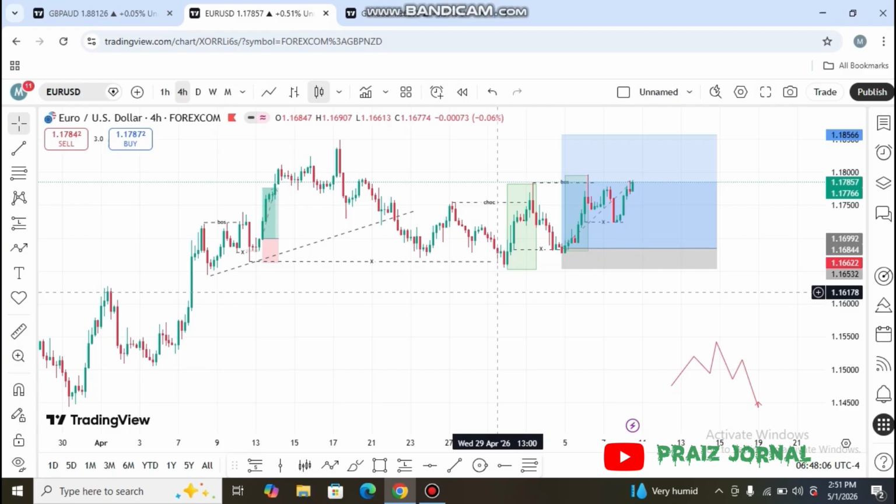This is how you trade. This is structural liquidity, and this is inducement liquidity. These are the only liquidity you need. If you want to master this, just screenshot this and practice it. You understand? You will thank me later.